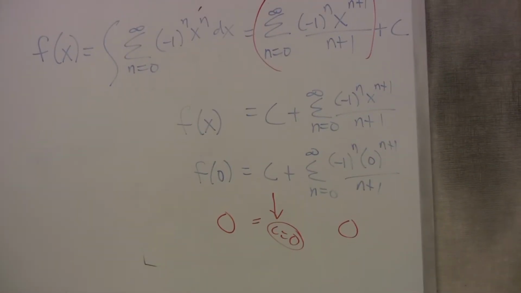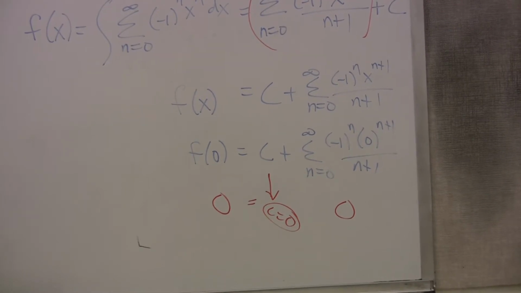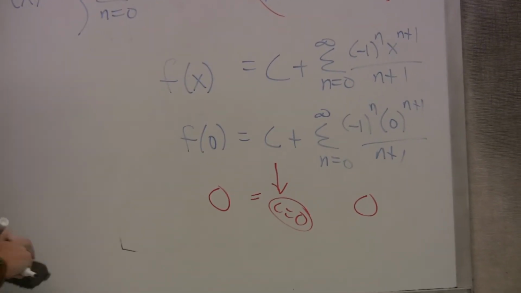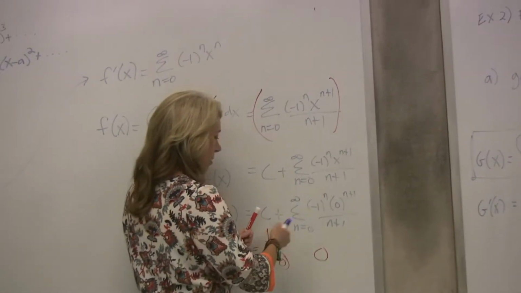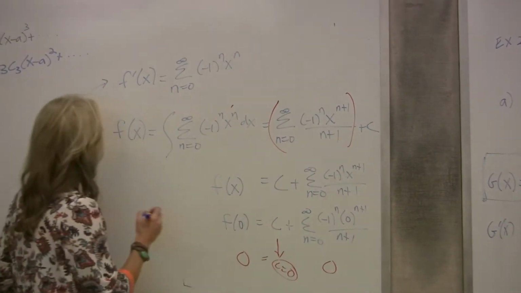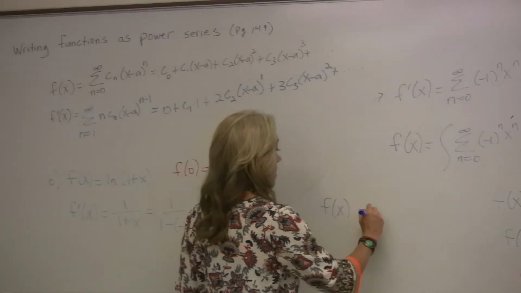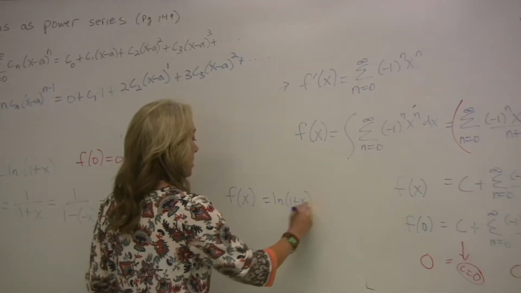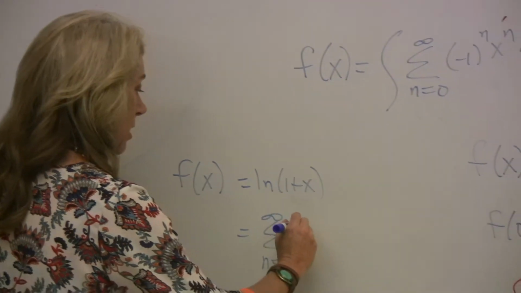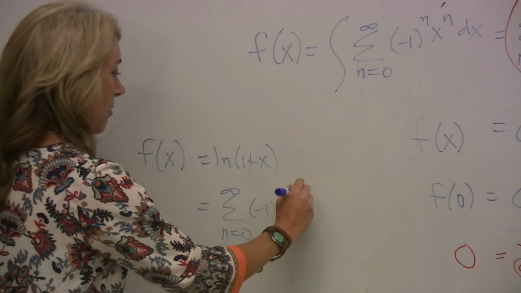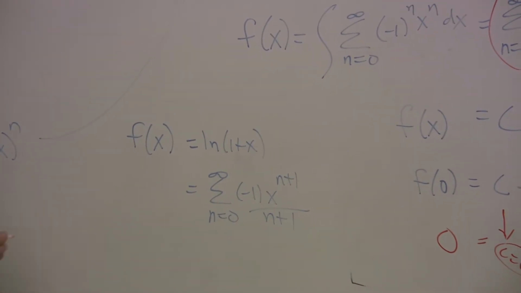There are other functions where c turns out to be the square root of 3. But in this case, c equals 0, which means that for our final answer, we don't need this part. I'm actually going to leave it up there. So my original function, which was the natural log of 1 plus x, is equal to the series n equals 0 to infinity, negative 1 to the n, x to the n plus 1 over n plus 1. That's my power series.